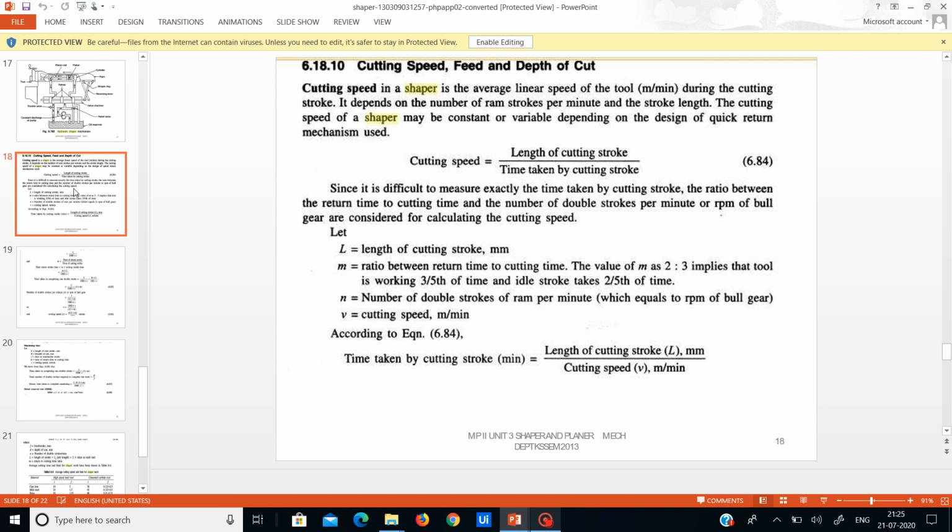Cutting speed is nothing but the length of cutting stroke by the time taken by the cutting stroke. Okay. మనకు length ఎంత ఉంది? I have already told you it totally depends upon the ram length.